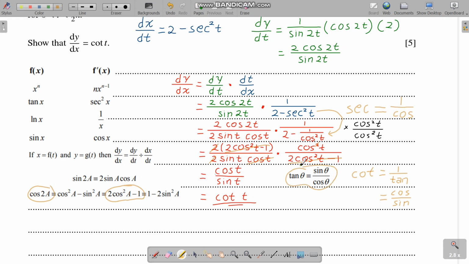because this is the MF19 formula, tangent is sine over cos, and this is the definition of cotangent, which is not in the MF19. Cotangent equals 1 over tangent, so therefore it's the reciprocal, it is cos over sine. So again, cos over sine is cotangent. So that's what we need to prove.